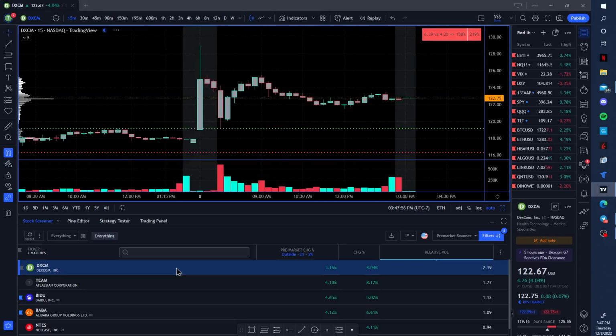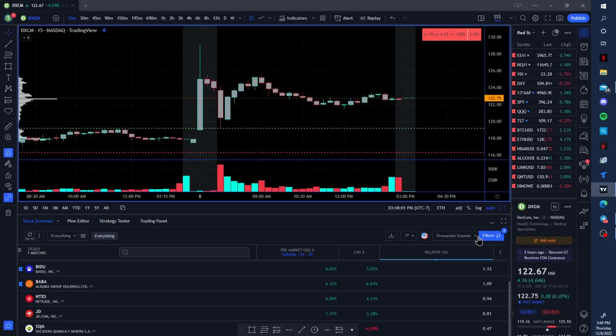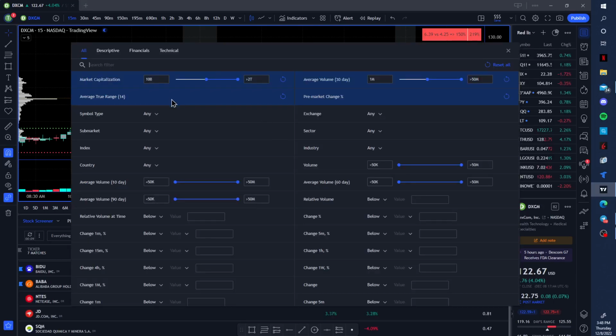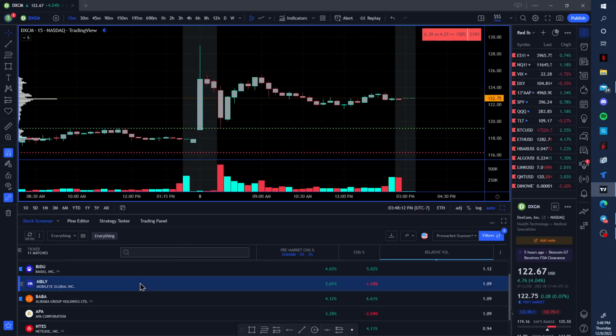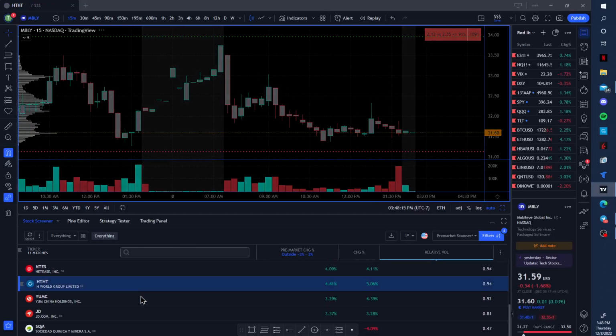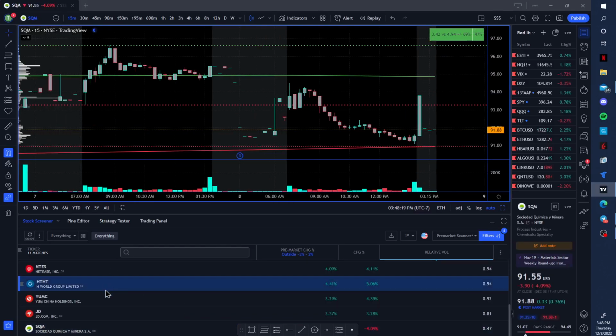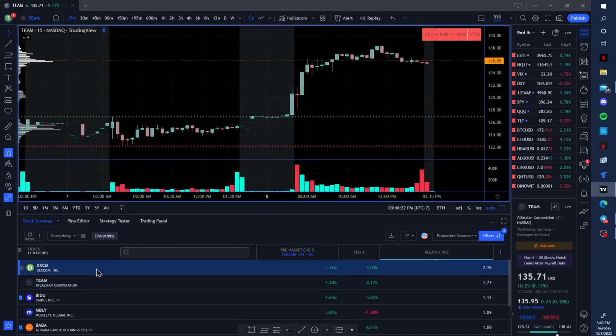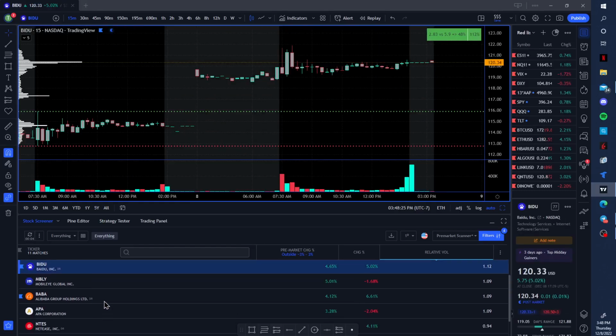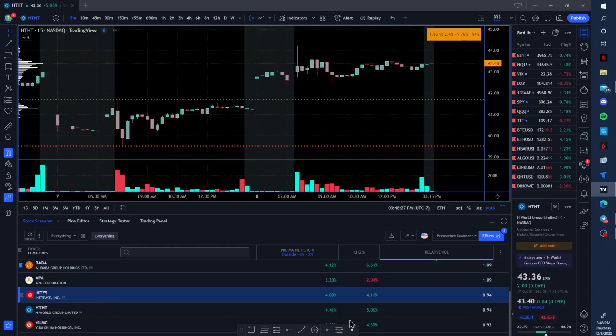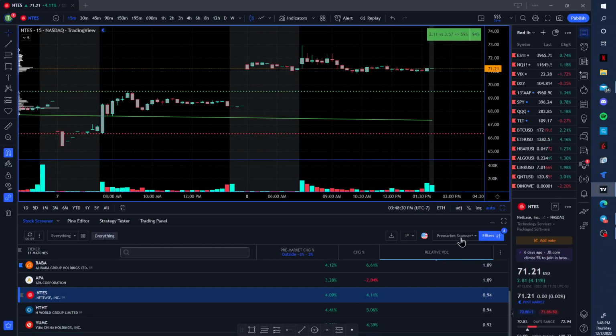What else was up on the day? Dexcom. That's about it. Let me see if we filter this down. Average true range of 2. See if there's anything else. Yeah, I get a couple more matches. Let's see. Nothing that's really tradable or nothing that's normally traded a lot. Mostly your China stocks.